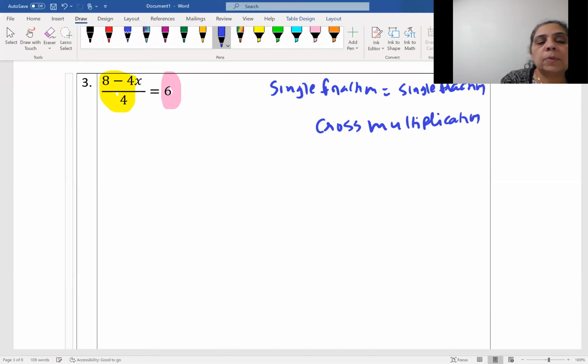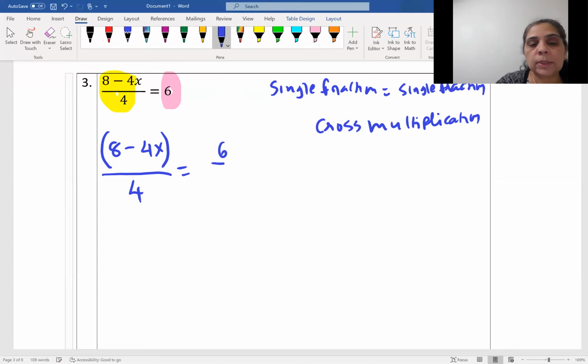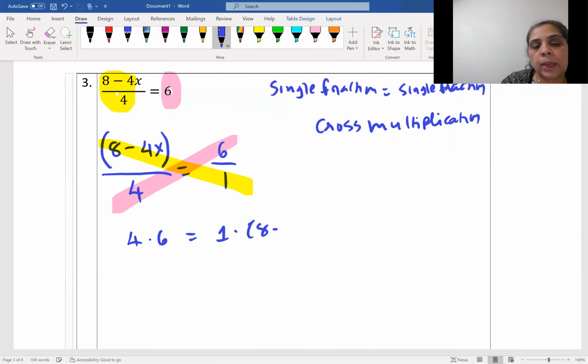Right. So I will rewrite this problem. 8 minus 4x. We have 2 terms on the numerator. So before we do cross multiplication, we will write parentheses, over 4 equal 6 over 1. Now we can do cross multiplication. So you can do this and here. So 4 times 6 equal 1 times 8 minus 4x. So 4 times 6 is 24 equal 8 minus 4x.